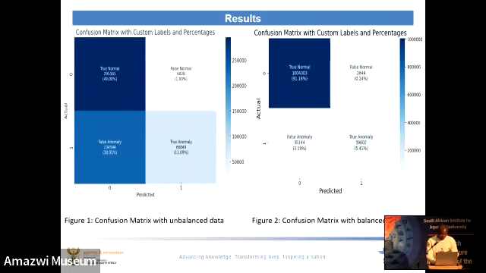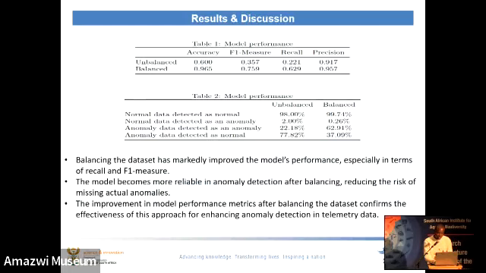we have the confusion matrix for the balanced data and the imbalanced data. Basically, it shows us how many true normal we got from the unbalanced data and how many true normal we got from the balanced data. We can move on so that this will explain a bit more on that.